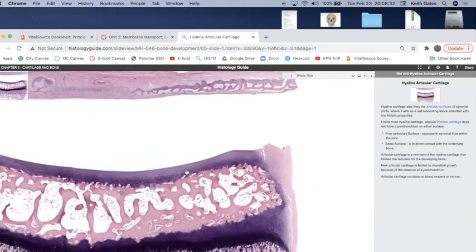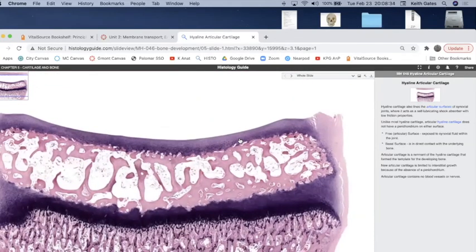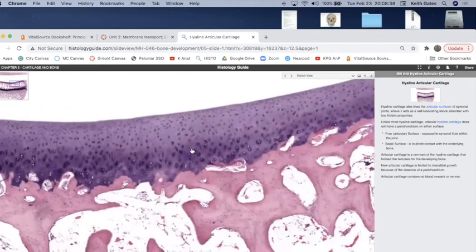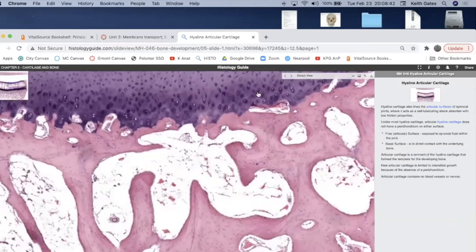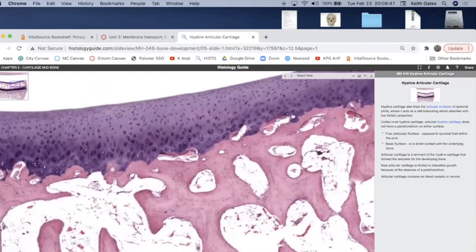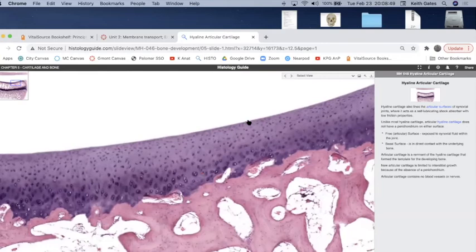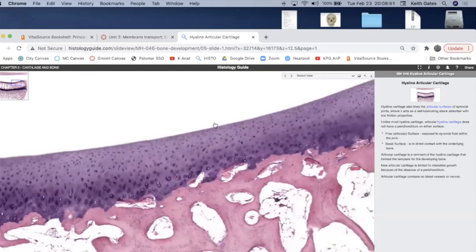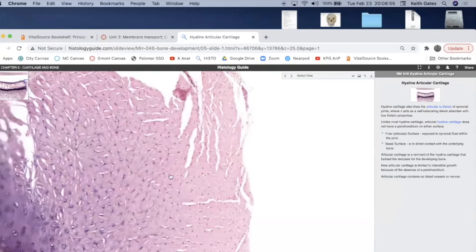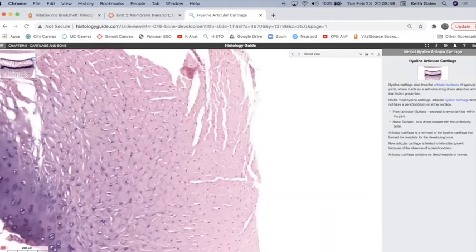You'll learn about the particulars a little later, but you can recognize the difference between this hyaline cartilage over here, and this is the bone tissue over here. And articular cartilage, the one that's within a joint cavity, as we'll see, doesn't have a perichondrium around it, but the outside of the bone will.